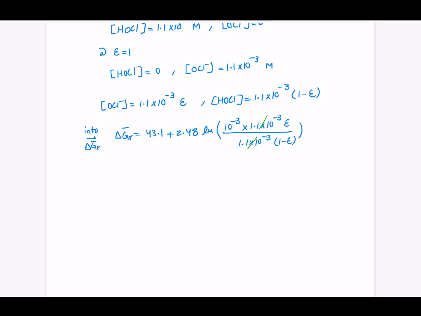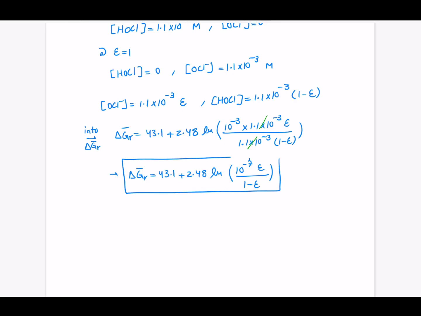We can do a little bit of simplification here. Then eventually we get delta GR to be 43.1 plus 2.48 ln of 10 to the minus 7 epsilon divided by 1 minus epsilon. That's the overall equation that we need. The rest would be pretty straightforward. Our y-axis is delta GR. Our x-axis would be epsilon. And then we need to just plot this one.